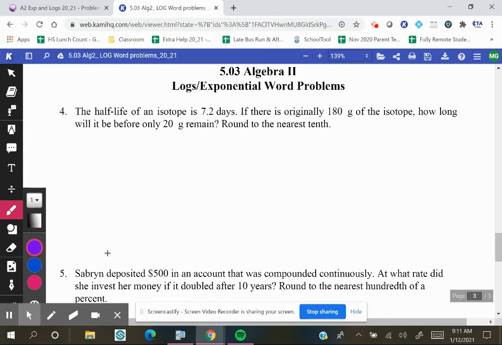All right, so this one should have been a little bit easier than the other one because it gave more specific data here. So here's your formula that you need to have memorized. Your original amount is 180 grams. We're solving for time, and that actual half-life is 7.2, and we want to know how long it'll take to be left with just 20 grams.